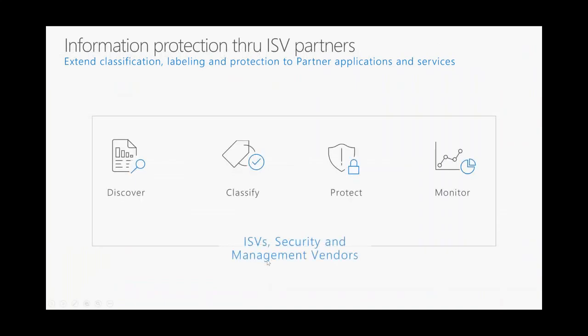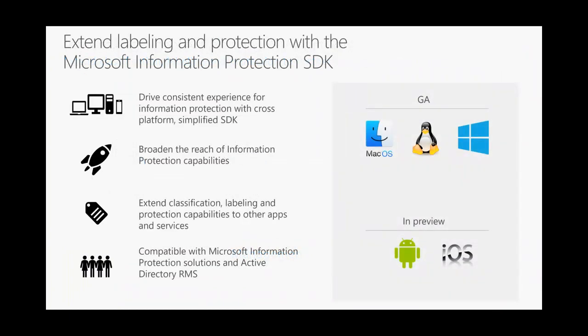Now, all of this is possible because we have this idea of MIP, or Microsoft Information Protection SDK, that can run and supports both first-party apps, Microsoft apps, and third-party apps, and our ISV partners. Next slide. We have this SDK available today on Mac, iOS, Android, Windows, and Linux.